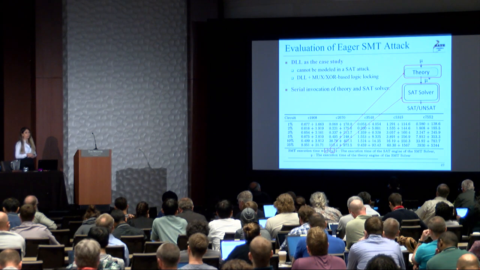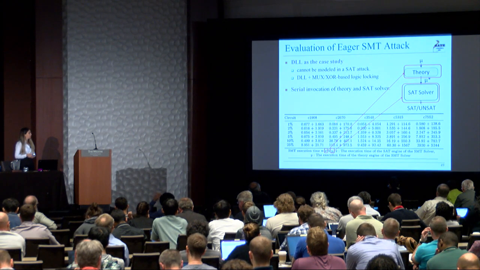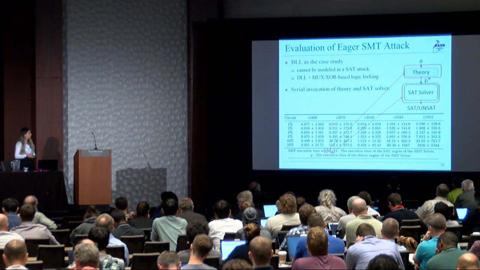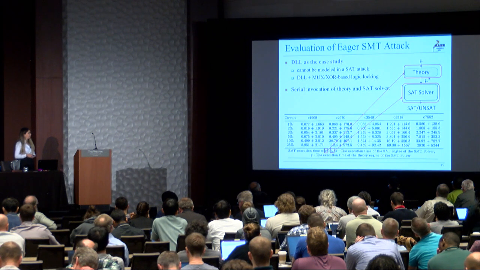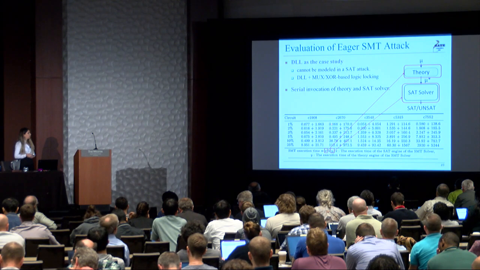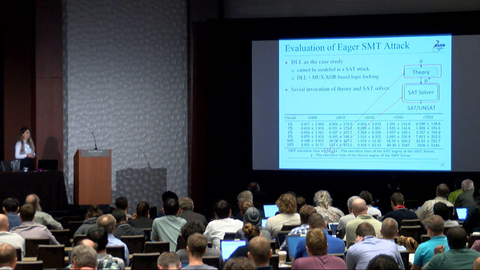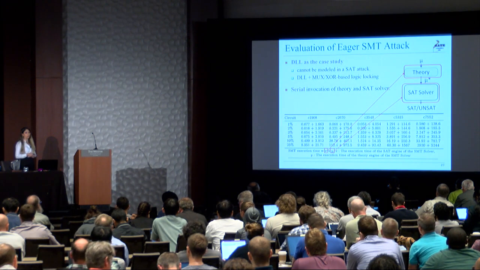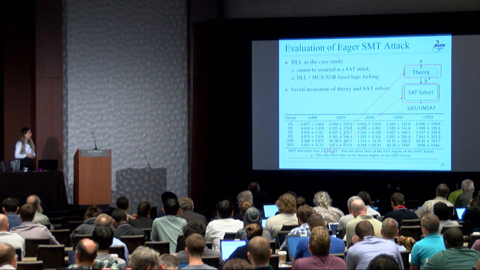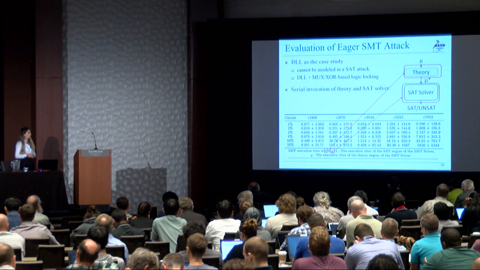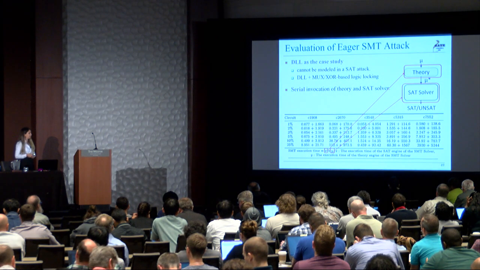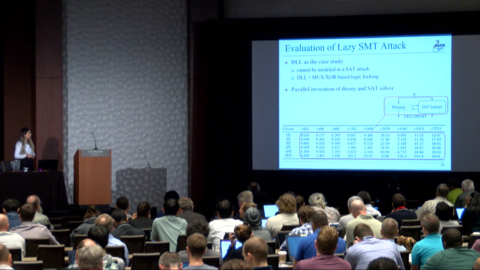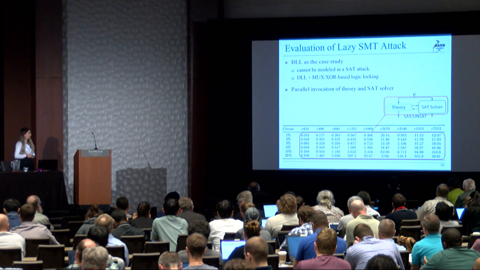In order to reflect our experimental results, we also separate the execution time of the theory solver and that of the SAT solver. The execution time of the theory solver is the time that is needed to find all combinations of key that don't violate the timing properties of the circuit. However, only one of these keys is logically correct, which is found by the SAT solver. Also, this is the result of a lazy approach when attacking the DLL.